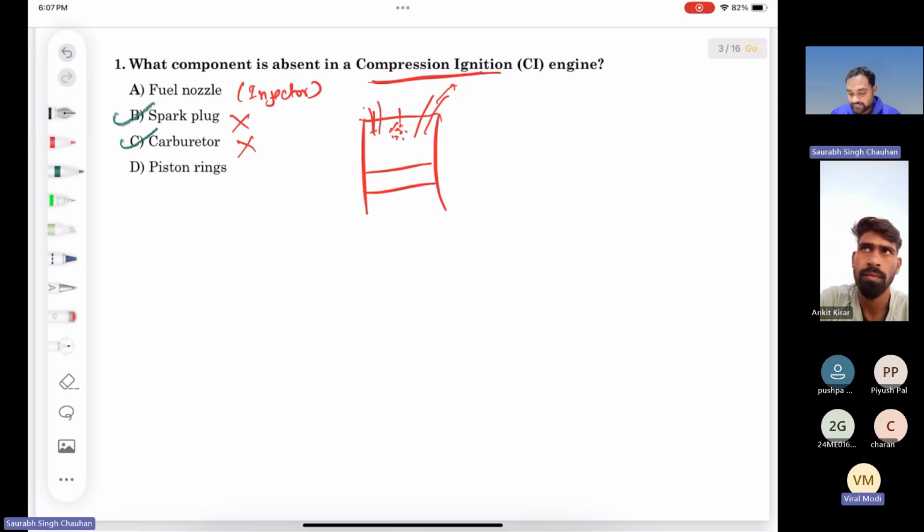So I think we can move to the next question. If any doubt, then you can please ask or you can type in the comments.